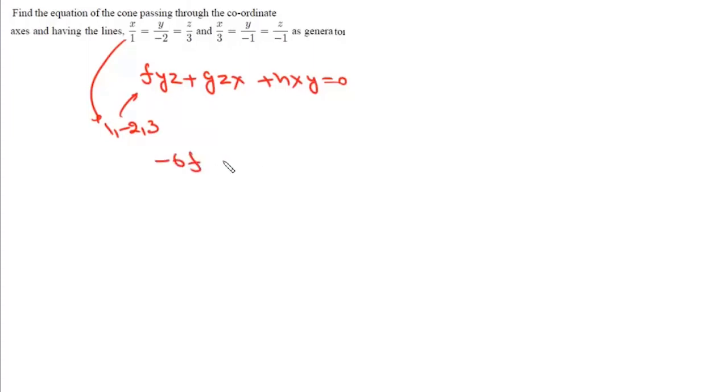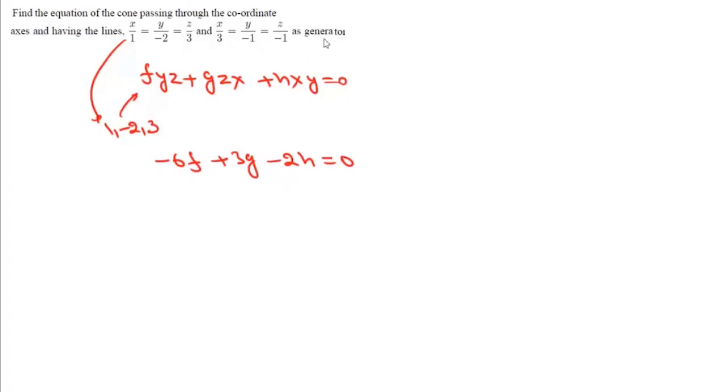Find the equation of a cone passing through the coordinate axes and having these lines as generators. Now we know that the equation of a cone passing through the coordinate axes is given by fyz plus gzx plus hxy equals 0. Now direction ratios of the first generator are 1, -2 and 3, and we know that direction ratios satisfy this equation. So we'll get -6f plus 3g and -2h, and it'll be equal to 0.